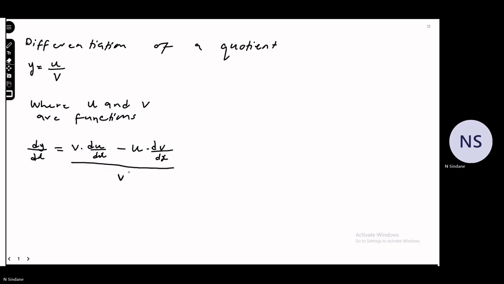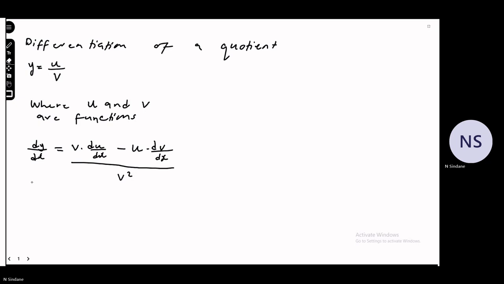So the order is very much important. The first thing, you need to differentiate your numerator and keep your denominator constant always. So the order is very much important in this case. Differentiate your numerator, keep your denominator constant, and then differentiate your denominator, keep your numerator constant. Don't swap around this order. If you swap the order, your answer is going to be wrong.